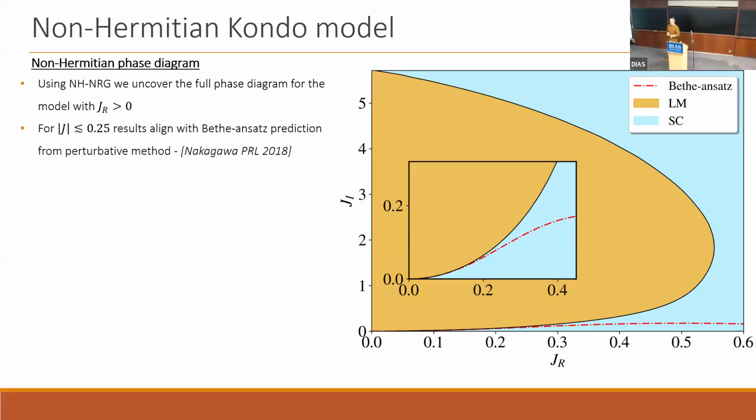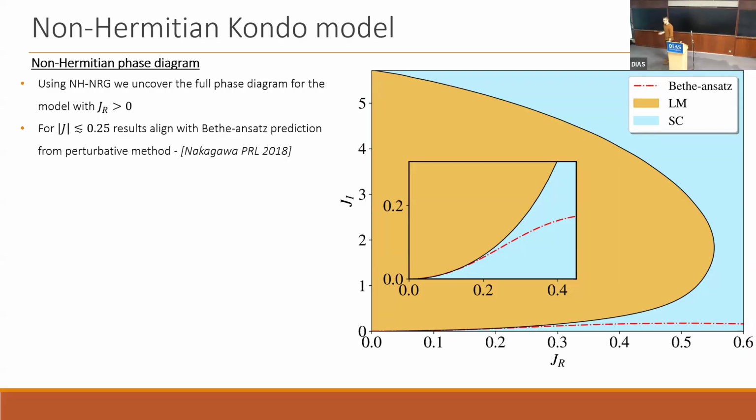So the original paper by Nakagawa and others, they used this Bethe-Ansatz with some approximations to go into some perturbative regime, and they calculated this red line in this phase diagram, and they said that it should be accurate up to a magnitude of about 0.25 in the phase diagram. And we see our result, this black line that separates the two phases, matches up really well in the regime where you expect it to work. It's not in this perturbative regime.